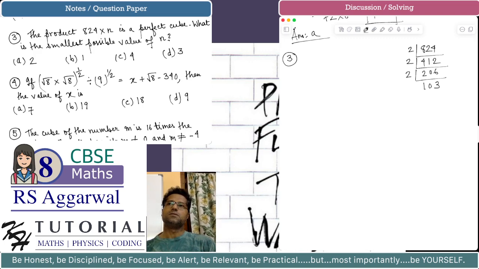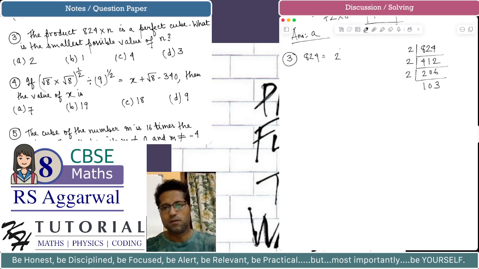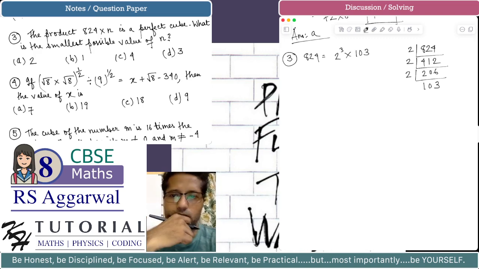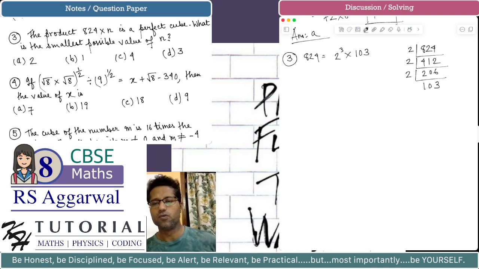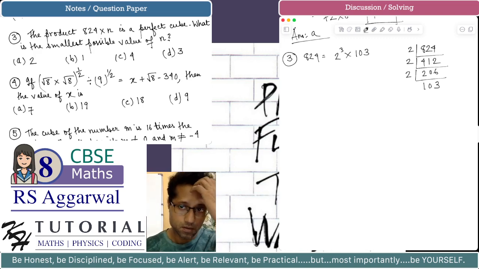103. So we can see the prime factorization of 824 is 2 cube multiplied by 103. Now the least number that needs to be multiplied with 824 to make it a perfect cube has to be 103 square, but the choices are very less. What is the smallest possible value of n? 824.